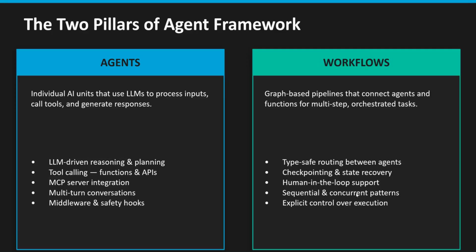So the agents are individual workers doing smart stuff, and the workflow is the boss that coordinates who does what, when, and how the results flow together. Together, these two building blocks let you build anything, which means anything from a simple chatbot all the way up to complex multi-agent enterprise systems.